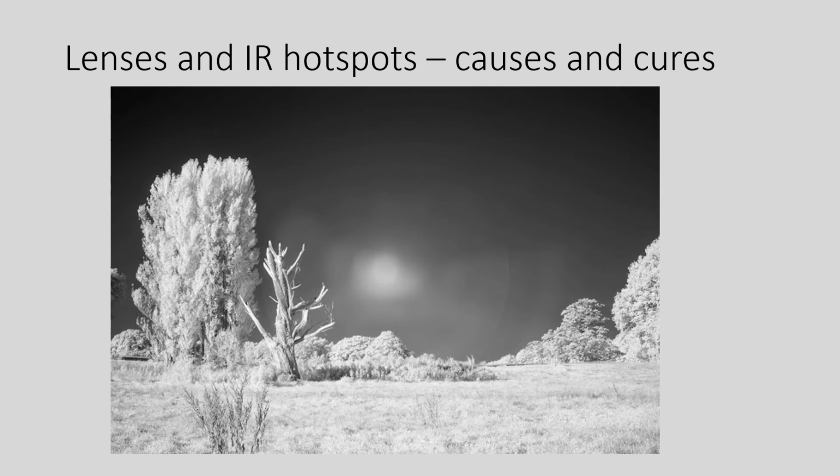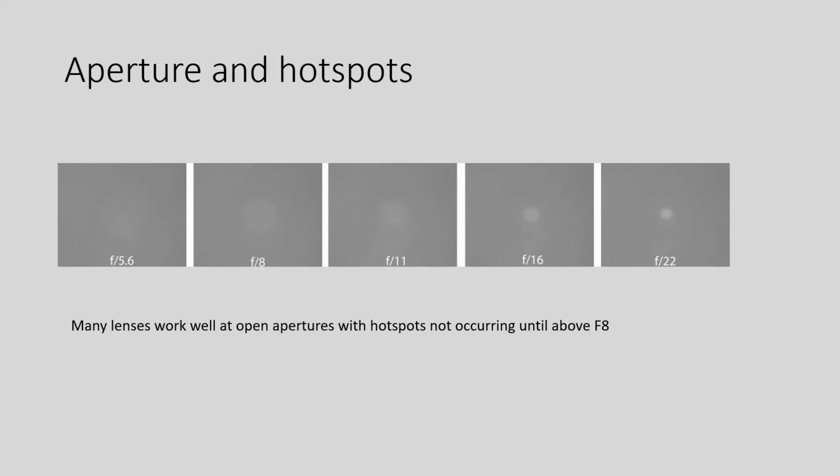Once you have taken the jump into digital infrared photography, one of the problems you may encounter will be undesirable hotspots in your images. There are a variety of causes and cures for these hotspots that can ruin otherwise good infrared photographs. Hotspots are largely a function of aperture settings on the lenses. As a lens is stopped down, it is more likely to exhibit hotspot problems. But this is not true of all lenses, as there are a number of lenses that exhibit no hotspot problems at all, regardless of aperture setting.